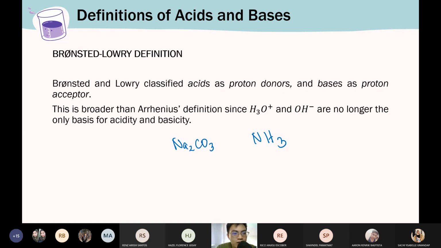So that's why Bronsted-Lowry created the new definition. By the way, dalawang tao yan, si Bronsted pati si Lowry. So, gumawa sila ng mas broad na definition than Arrhenius. Kasi si Arrhenius, it's just limited to H plus and OH. But Bronsted and Lowry want to know how your ions interact in aqueous solutions. So, tinitignan niya kung ano nangyayari when it is in aqueous solutions.